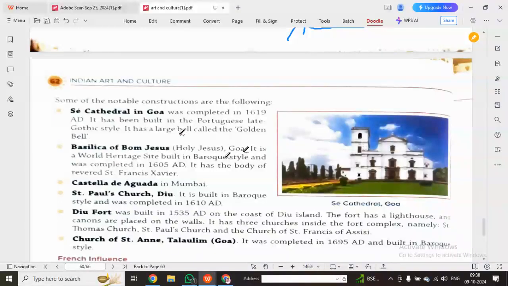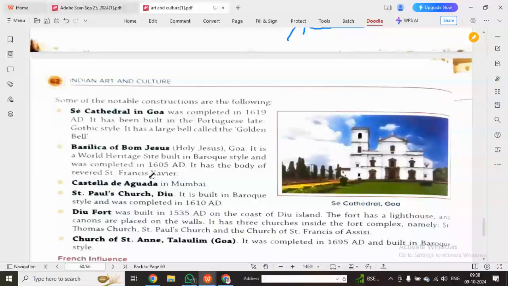Some of the notable constructions are the Cathedral in Goa, completed in 1619. It was built in the Portuguese late Gothic style. It has a large bell called the Golden Bell. Basilica of Bom Jesus, so Holy Jesus, Goa. It is a World Heritage Site built in Baroque style.